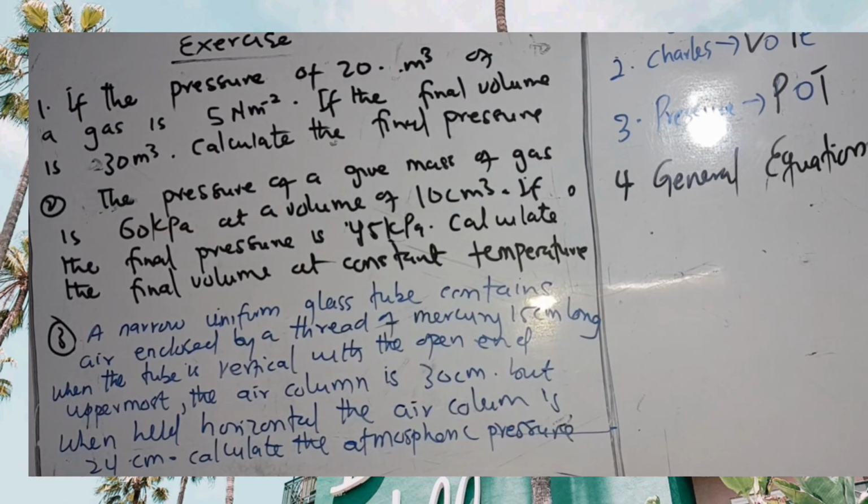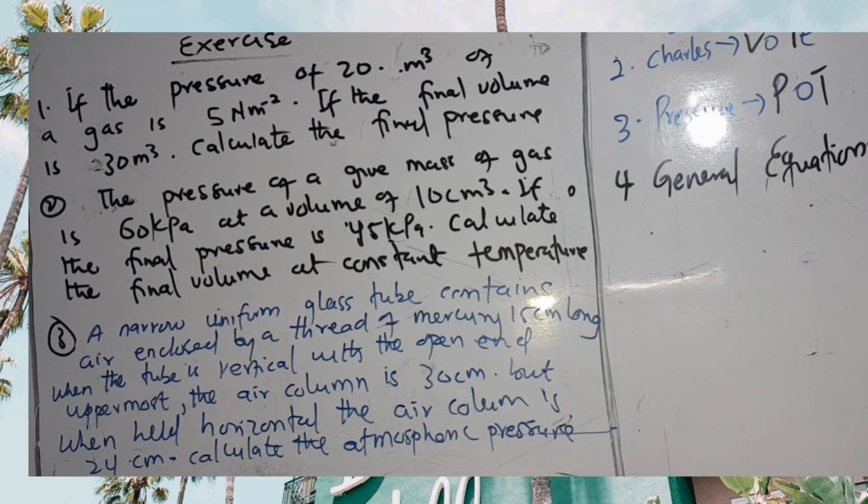Alright, so let's take the exercise. Question 1: If the pressure of 20 meter cube of a gas is 5 Newton per meter squared, and the final volume is 30 meter cube, calculate the final pressure.